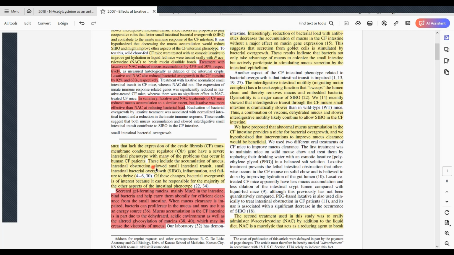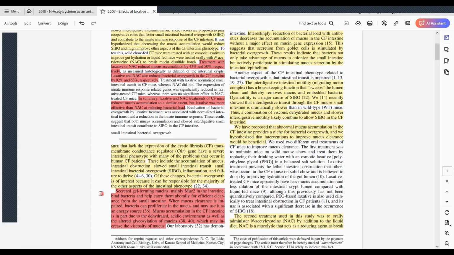Those symptoms that mice and humans both experience are accumulation of mucus, intestinal obstruction, slowed small intestine transit, okay, which can lead to constipation, small intestinal bacterial overgrowth, inflammation, and failure to thrive. Of these changes, bacterial overgrowth is of interest because it can be responsible for the majority of the other aspects of the intestinal phenotype. In red, secreted gel-forming mucus in the intestine binds bacteria and helps carry them aborally, which means towards the bottom, away from the mouth and out the chute, for efficient clearance from the small intestine.